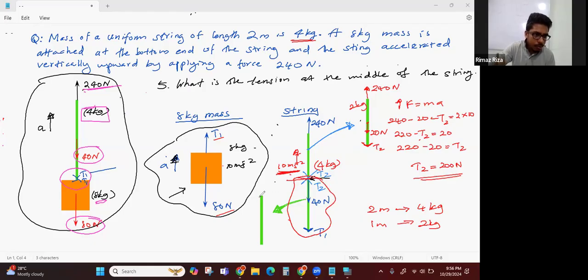What are the forces vertically upward? We have T2. This is the tension acting on the bottom part of the string by the top part of the string. And then here the tension T1, which we already found earlier, 160 Newton. This is the tension acting on the string by the 8 kilogram mass. This part also has a mass of 2 kilograms, so its weight vertically downward is 20 Newton.